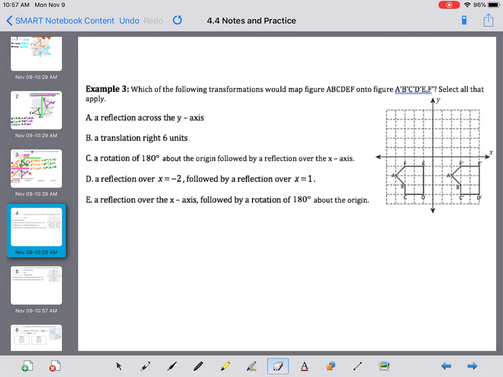So we take a look at example 3. One typo. Sorry, I didn't catch a lot of these before making copies. I rushed it a little bit. So that should be left 6, not right 6. But this one we have a multiple choice question. We have to figure out how the image maps up onto the pre-image, or the pre-image maps up onto the image. And select all that apply. So we're going to have more than one answer.